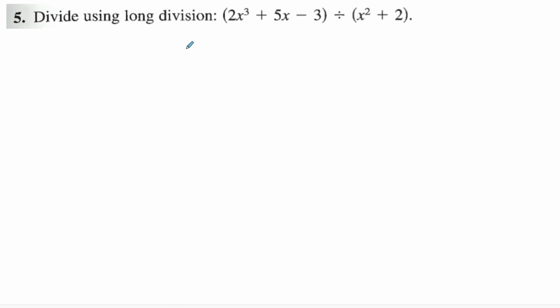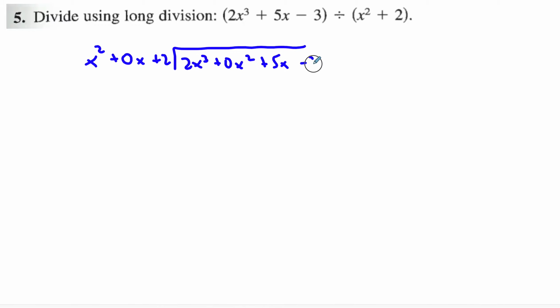Divide using long division. Key setup here, x squared plus, don't forget the zeros for terms that aren't there. Same here, 2x cubed plus 0x squared plus 5x minus 3. This actually is pretty straightforward. X squared times what is 2x cubed? Well, 2x. Don't forget to line that up over the x term. Then you distribute.